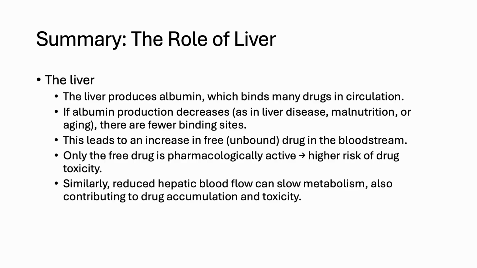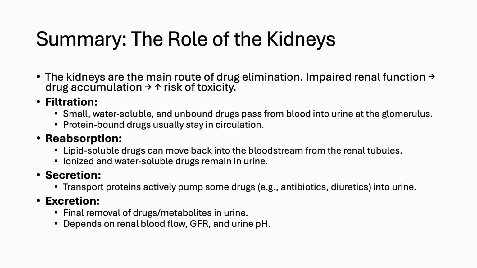Let's summarize the role of the liver in pharmacokinetics. The liver makes albumin. The liver does first pass metabolism. The liver does the quote-unquote second metabolism. The liver is involved in creating bile, which then goes to the gallbladder, which then goes to the small intestines, and drugs are excreted that way. So the liver has a huge role in pharmacokinetics, and so does the kidneys. The kidneys have a huge role in pharmacokinetics.